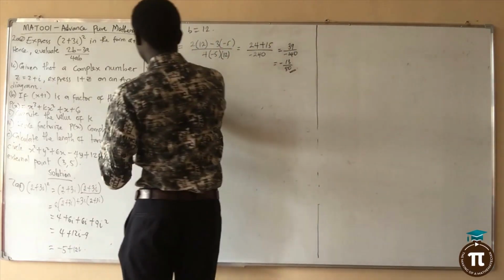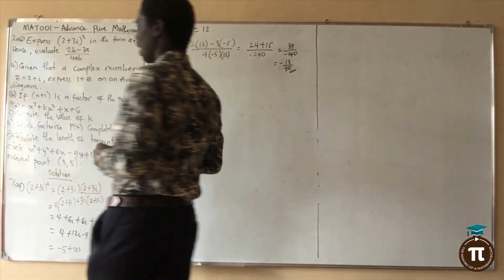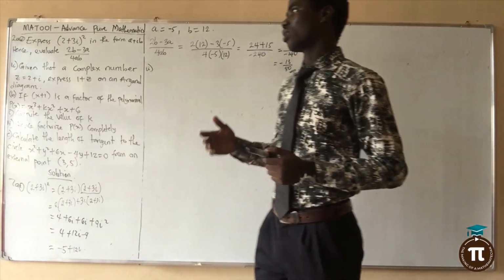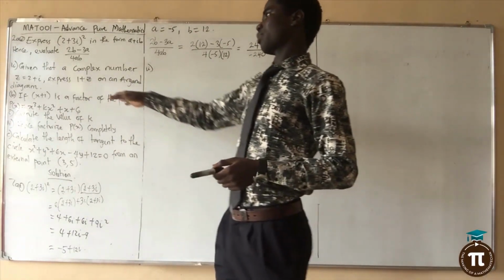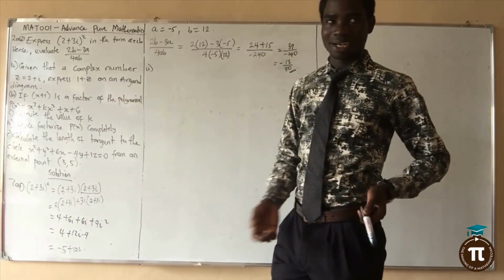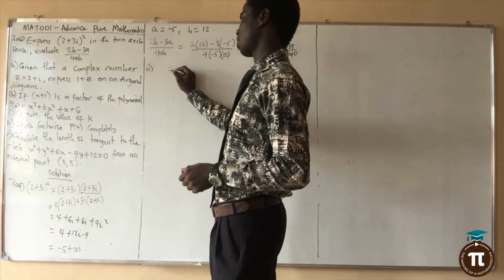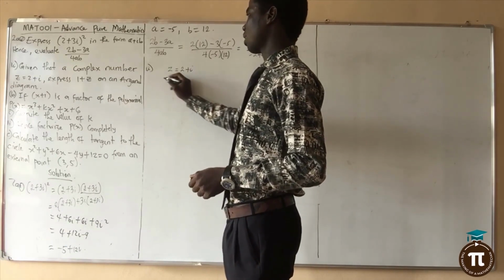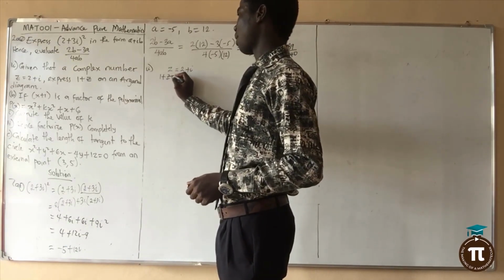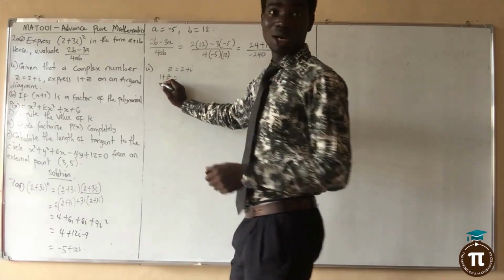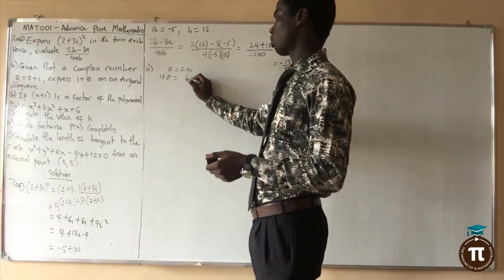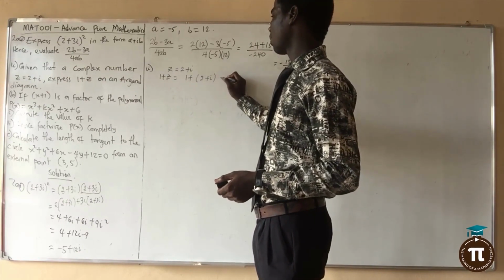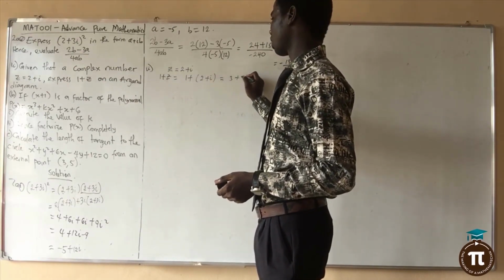Let's go to ii. It says that given that a complex number z is equal to 2 plus i, express 1 plus z on an Argand diagram. So this is very simple. I'm told that z is actually equal to 2 plus i. Then they want me to write what 1 plus z will be. 1 plus z, where z itself is 2 plus i, so this will give me 3 plus i eventually.